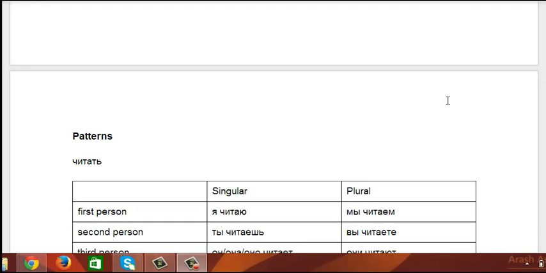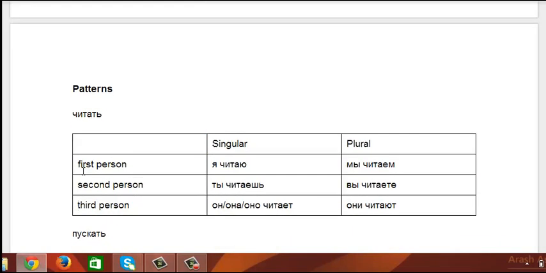So we're going to be learning the first three patterns. Our first pattern is читать. You probably remember it well, but let's say it through to remind ourselves. Повторите. Читать. Я читаю. Ты читаешь. Он читает. Мы читаем. Вы читаете. Они читают. Many verbs fall into the same pattern, and you know many already.